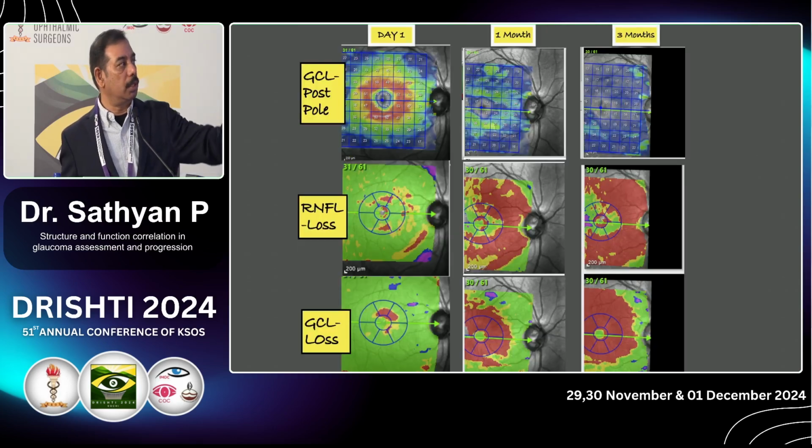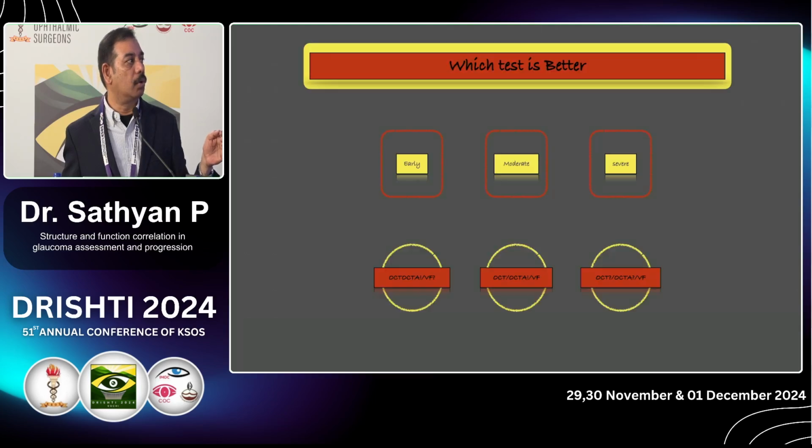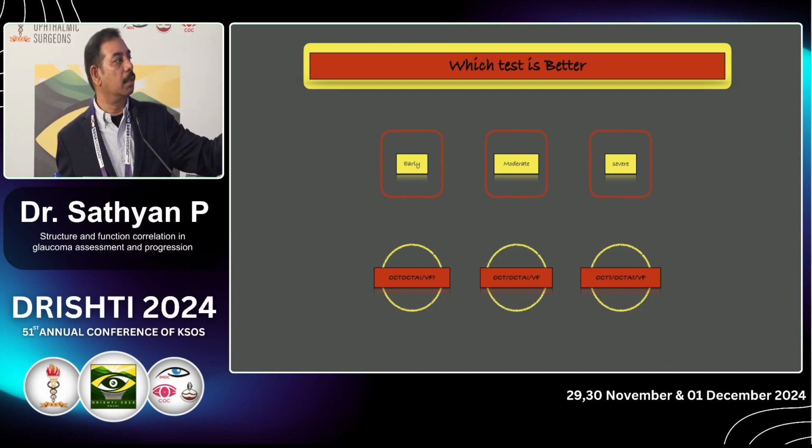So you can see again how much the RNFL loss is progressing. Within the first month itself there is so much change. Usually that doesn't happen in glaucomatous eyes. That happens only after 3 months of onset. So what I'm trying to say is, this is one chart which gives you a quick example. I'm exceeding my time, I think.